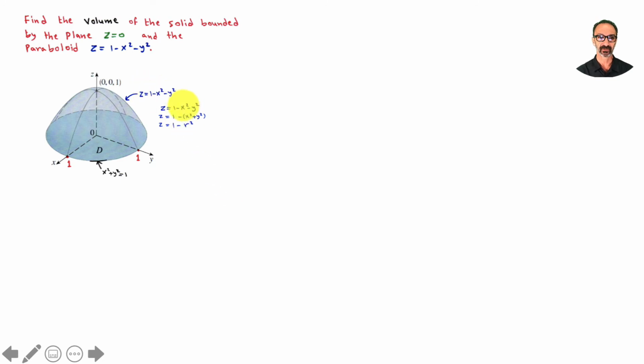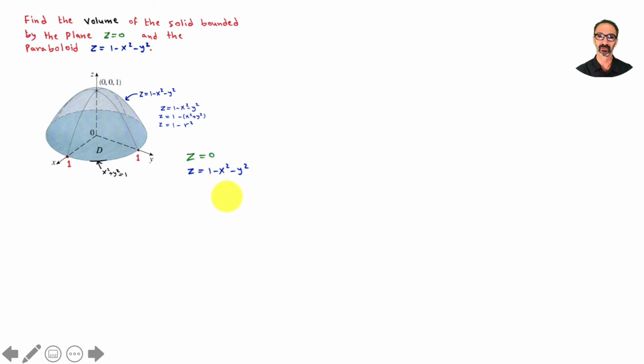If you take x squared plus y squared inside parentheses and replace it with r squared, I get z equals 1 minus r squared. I'm trying to speed up the process and think polar instead of rectangular, if you notice. Now, the lower one is z equals 0. The upper one is this right here. That's what I have, the lower z and the upper z.